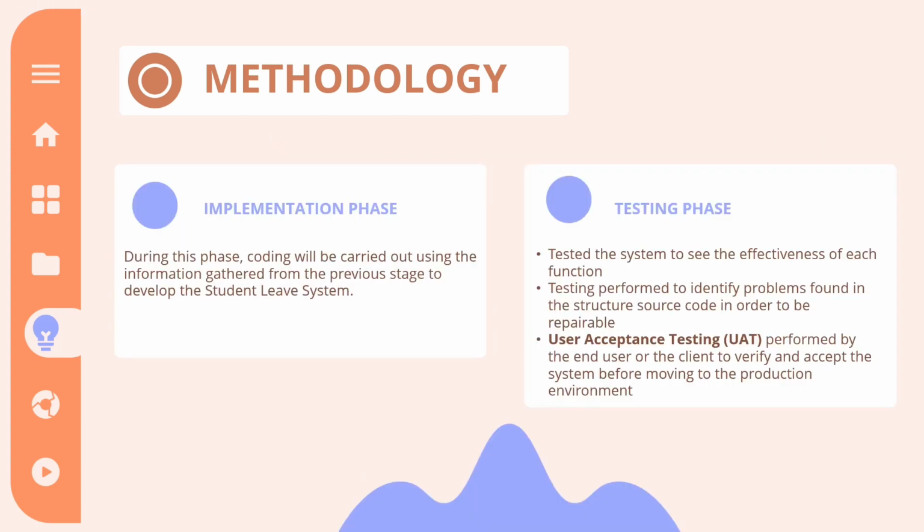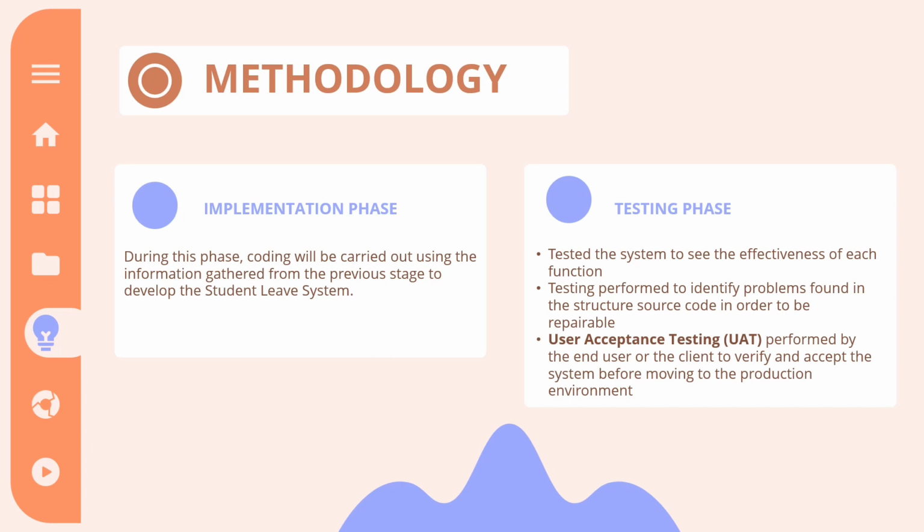Next, project methodology is the implementation phase. During this phase, coding will be carried out using the information gathered from the previous stage to develop the student leave system. Next, testing phase. Test the system to see the effectiveness of each function, and perform testing to identify problems found in the source code in order to be repaired.